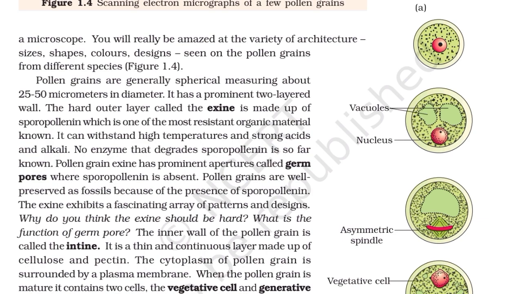The hard outer layer called the exine is made up of sporopollenin, which is one of the most resistant organic matter known. It can withstand high temperatures and strong acids and alkali. No enzyme that degrades sporopollenin is so far known. Pollen grain exine has prominent apertures called germ pores, where sporopollenin is absent. Pollen grains are well preserved as fossils because of the presence of sporopollenin. The exine exhibits a fascinating array of patterns and designs. Why do you think the exine should be hard? What is the function of germ pore?